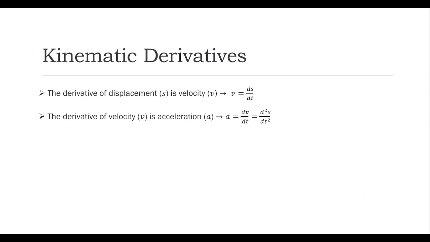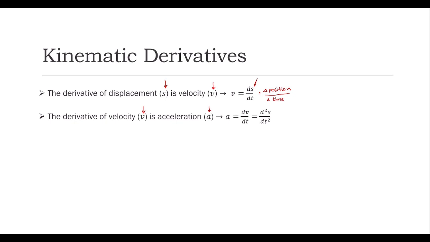So the derivative of displacement, or S, is velocity, v. So v equals ds/dt. So if you take the derivative of your position with respect to time, so your change in position over your change in time, that's your velocity.